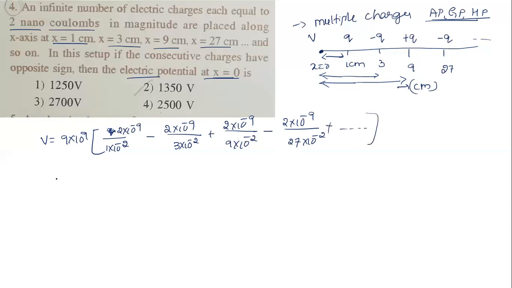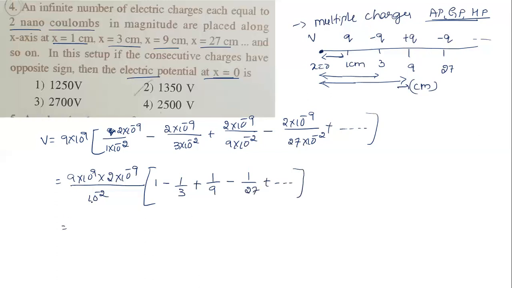So let us take the common things. What all is there? 9 into 10 power 9 into the numerator 2 into 10 power minus 9, common for all, divided by 10 power minus 2, also a common denominator. This is left with 1, minus, what is left now? 1 by 3. This is left with 1 by 9. This is left with minus 1 by 27 plus so on.